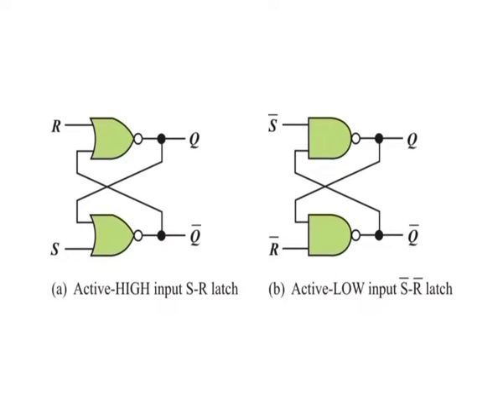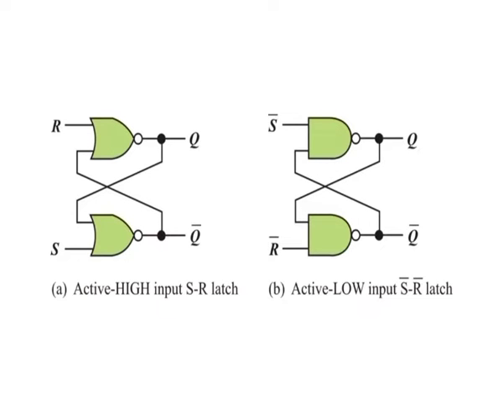An active high input SR, or set-reset, latch is formed with two cross-coupled NOR gates as shown in figure A, and an active low input SR latch is formed with two cross-coupled NAND gates as shown in figure B. Notice that the output of each gate is connected to an input of the opposite gate. This produces the regenerative feedback that is characteristic of all latches and flip-flops.